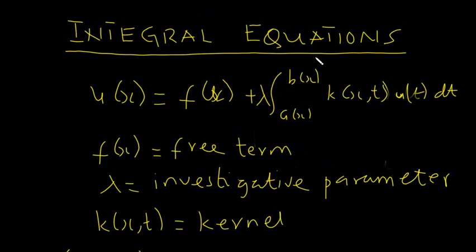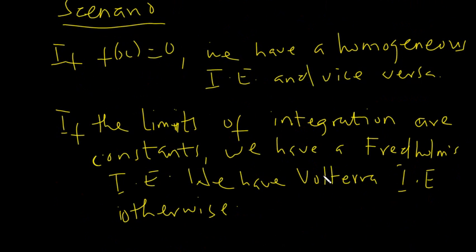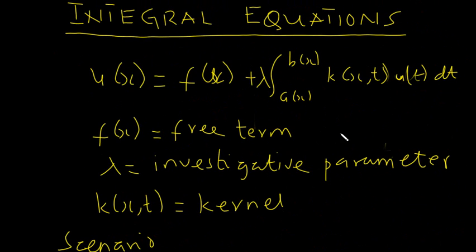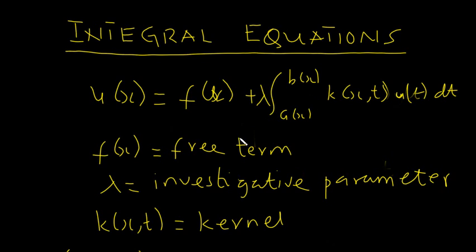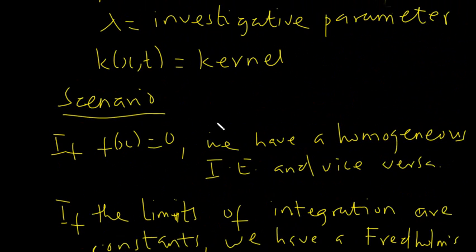But on the other hand, if both of them are functions of x, or one of them is a function of x, then you have a Volterra integral equation. But we are actually going to talk about a specific type of Volterra integral equation where your upper limit is a function of x and the lower limit is a constant. Okay, that's what we will be talking about when we get to Volterra integral equations.